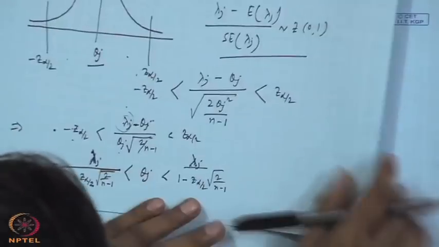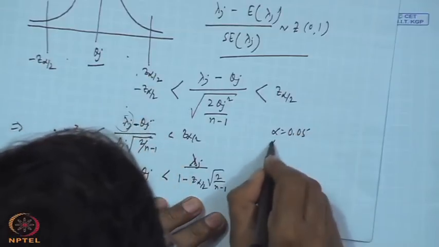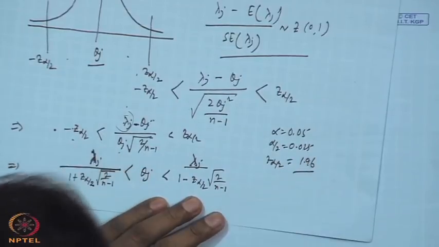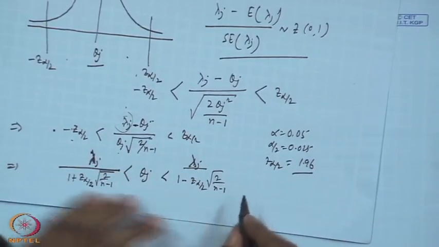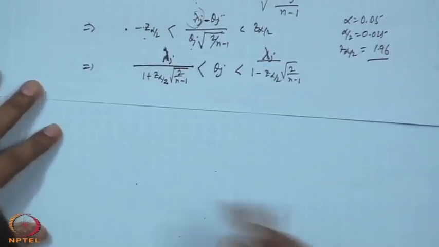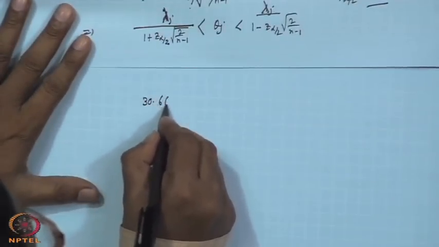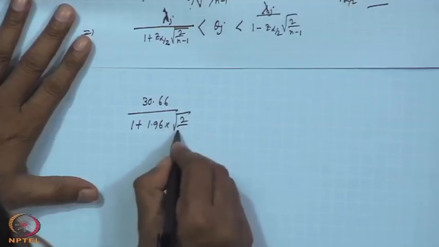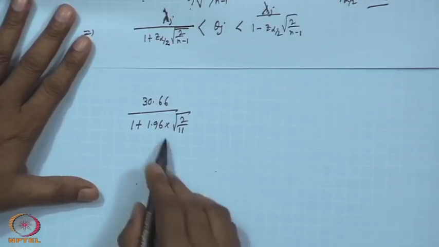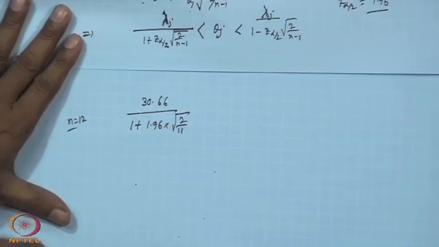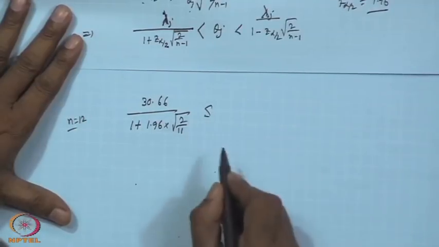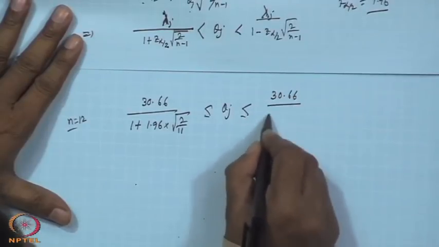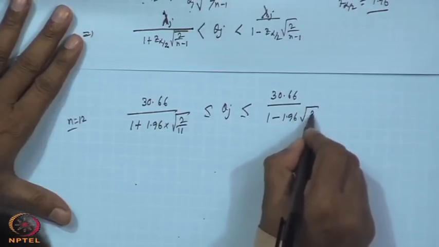If our alpha value is 0.05, then alpha by 2 will be 0.025, then z alpha by 2 will be 1.96. Now, our lambda 1 value is 30.66 divided by 1 plus 1.96 into root 2 by 11 (n is 12), less than or equal to, and also you can write it this way, less than or equal to 30.66 divided by 1 minus 1.96 root 2 by 11.